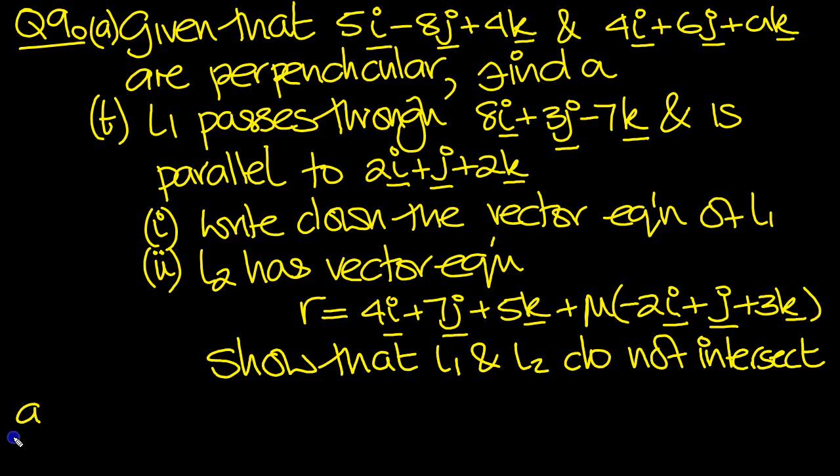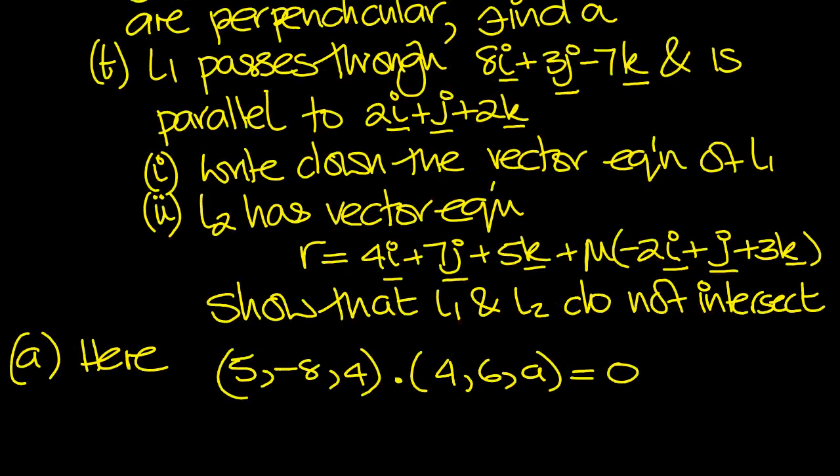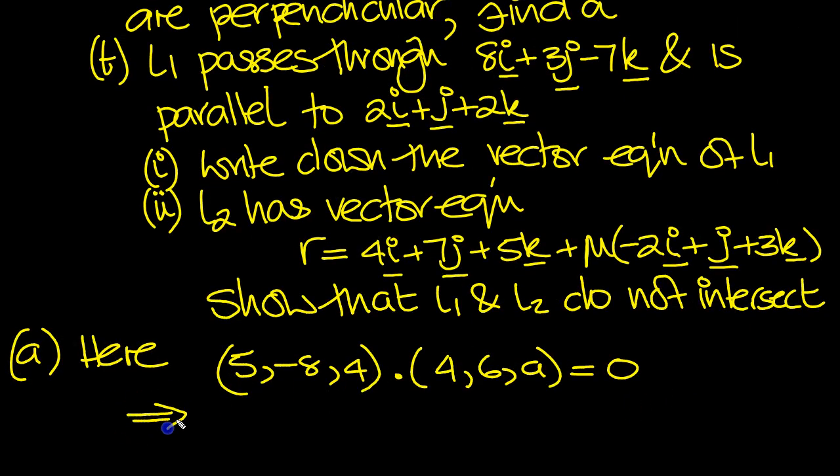So part A then. Here 5, minus 8, 4 is that vector, dot product with 4, 6, a is equal to 0. So that's what happens if they're perpendicular. So we get 5 4s are 20. Minus 8 times 6 is minus 48. Plus 4a.